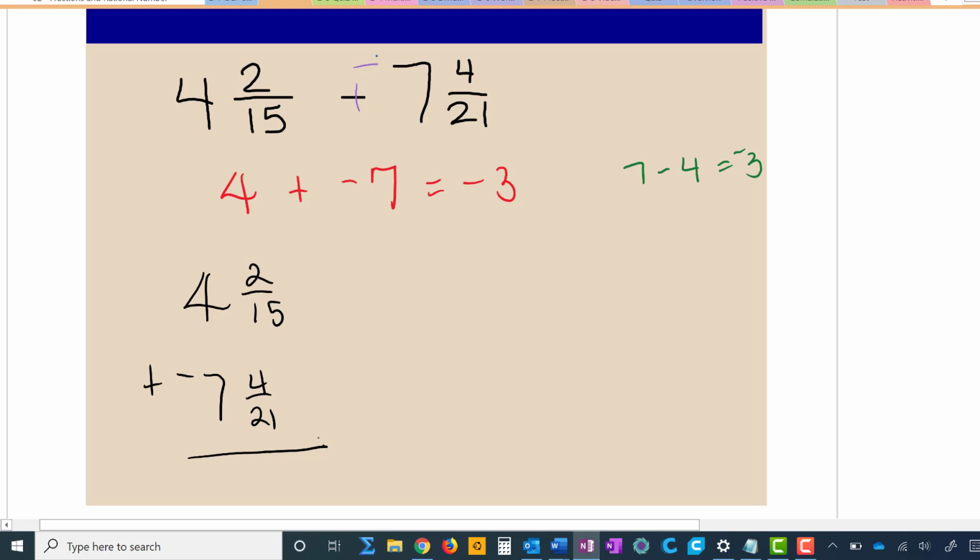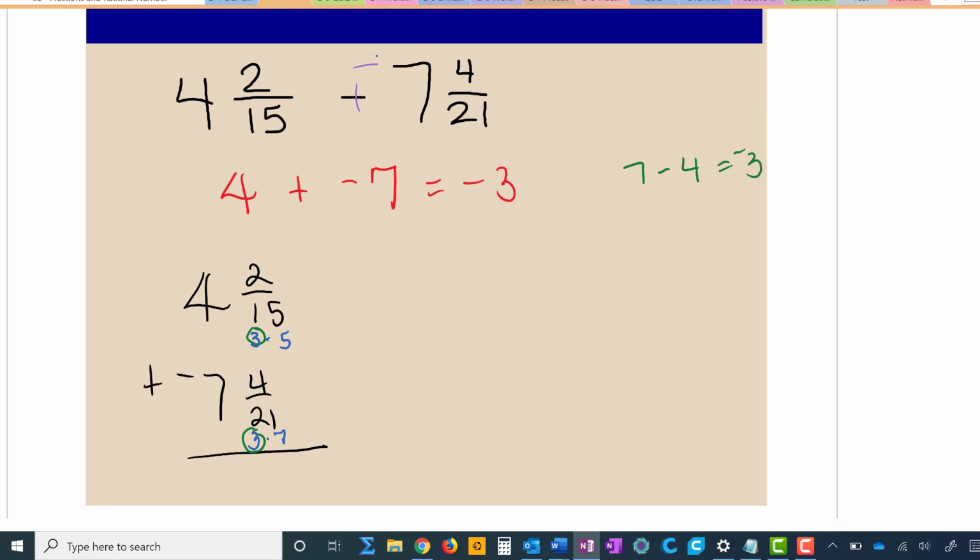So for 15, we're going to break this down to 3 times 5. For 21, we're going to break this down to 3 times 7. So now we're going to multiply each of the fractions by whatever is missing from the other fraction. So first, let's circle what they have in common. Both of these fractions have a 3 in common. So we don't need to worry about that 3.